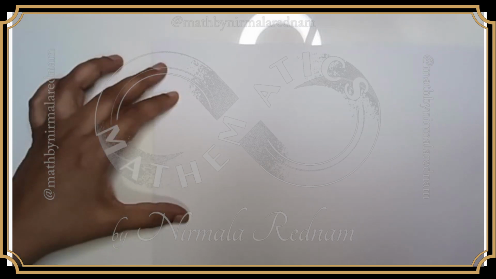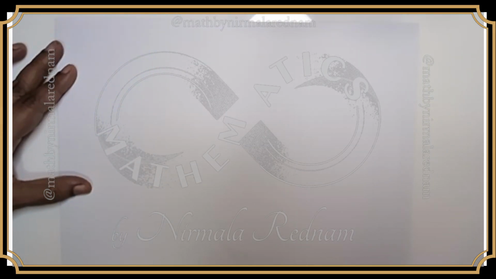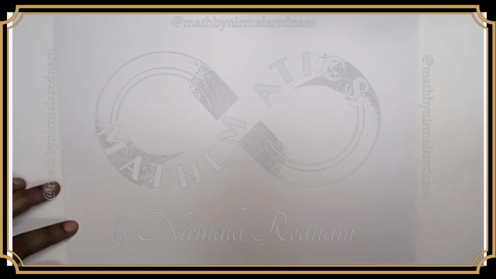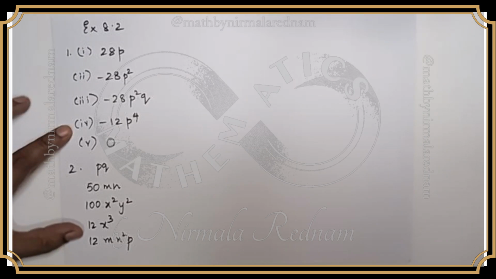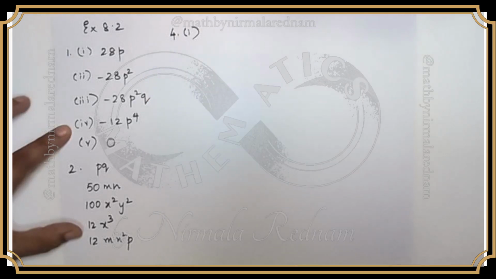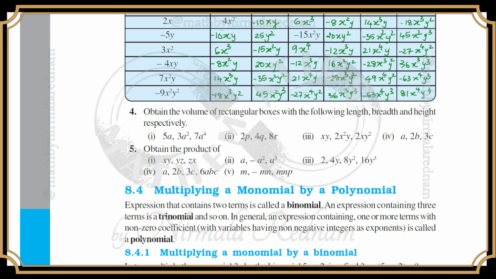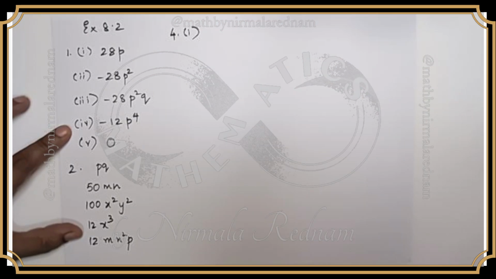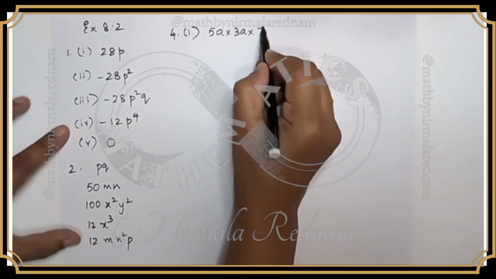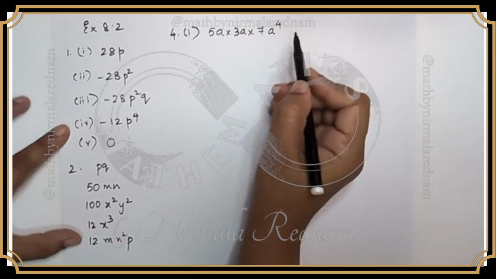If you look at the first one, this is exercise 8.2. I'm looking at the fourth question, right? So what is the question given to us? 5a, 3a and 7a power 4. 5a into 3a into 7a power 4, right?